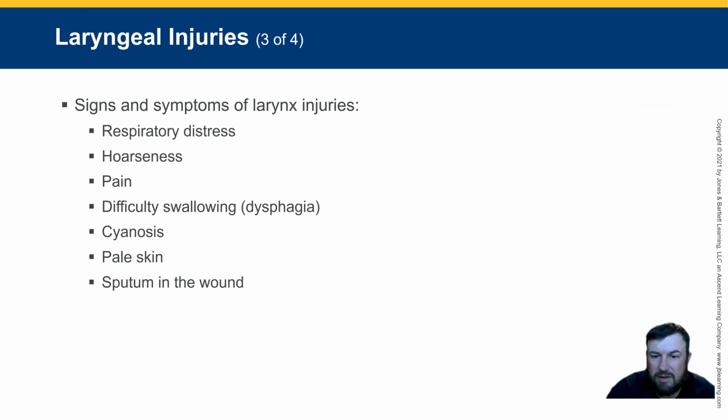Signs and symptoms of larynx injuries include respiratory distress, hoarseness, pain, difficulty swallowing, cyanosis, pale skin, sputum in the wound, subcutaneous emphysema, bruising on the neck, hematoma, and bleeding. Just all things that we need to look at.